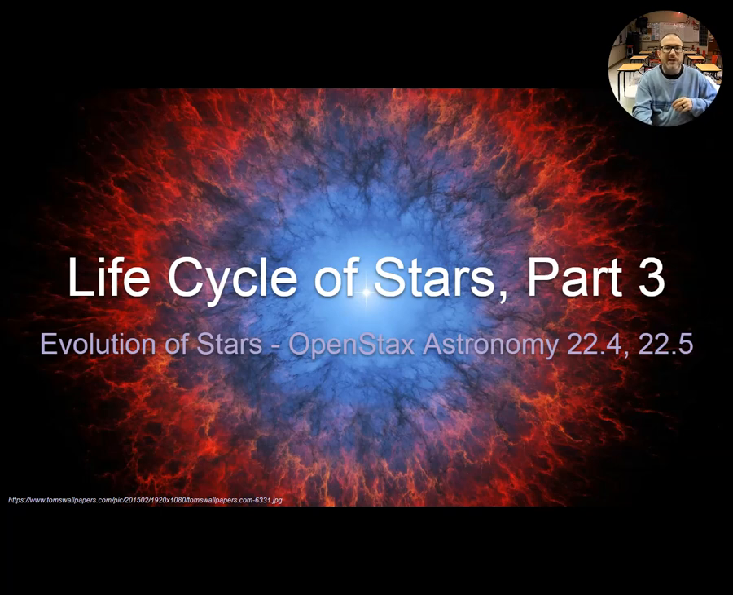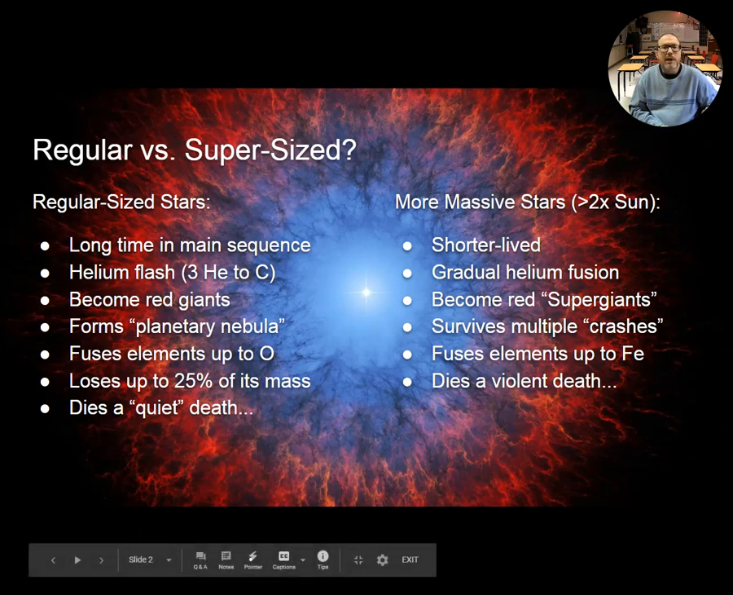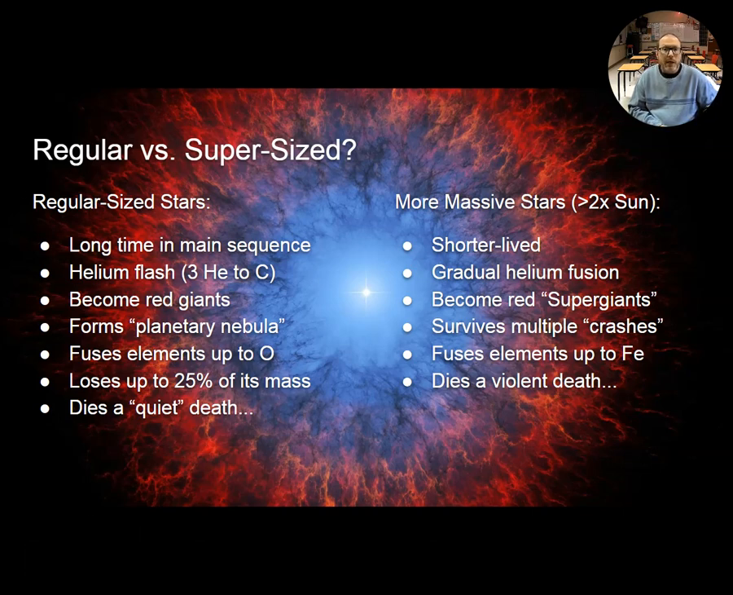What we're going to look at today is actually a couple of branching paths, and that depends largely on how big a star is before it enters into this phase of its life. What we refer to as a regular-sized star, something along the lines of the size of our own sun, will spend the bulk of its life in the main sequence as previously described.